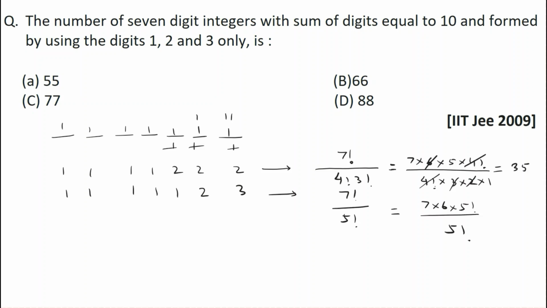So the first answer comes out as 35. In the second case, the answer comes out as 42. Adding these two cases, we get the final answer as 77.